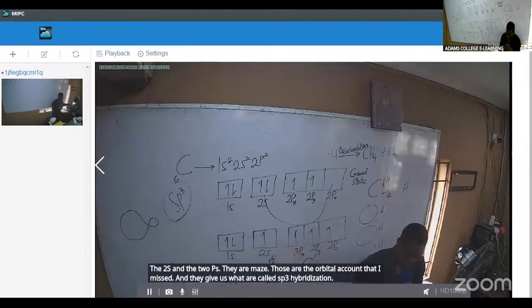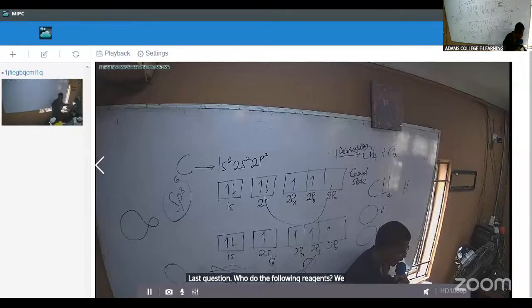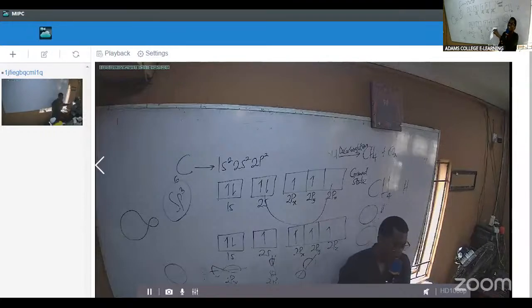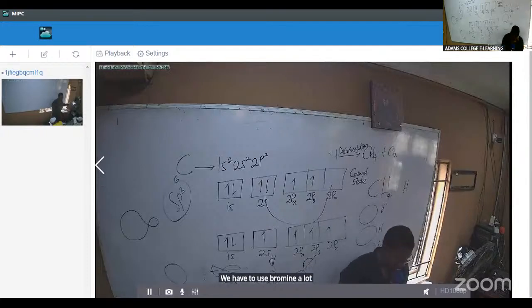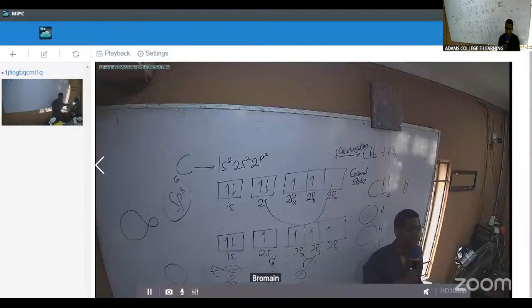Last question. Which of the following reagents will confirm the presence of an unsaturated hydrocarbon? We have to use bromine water. So the following reagent will confirm the presence of an unsaturated compound: bromine water. But we are going to be learning about the use of Fehling's solution to do that one.